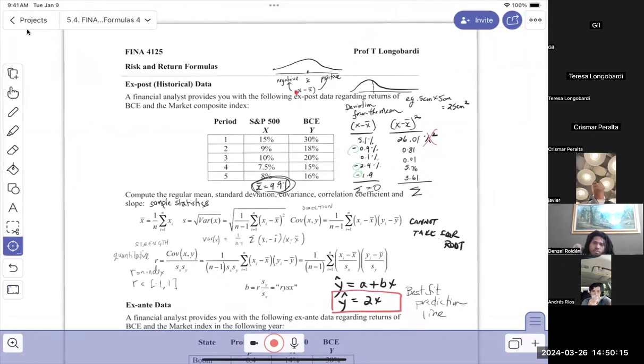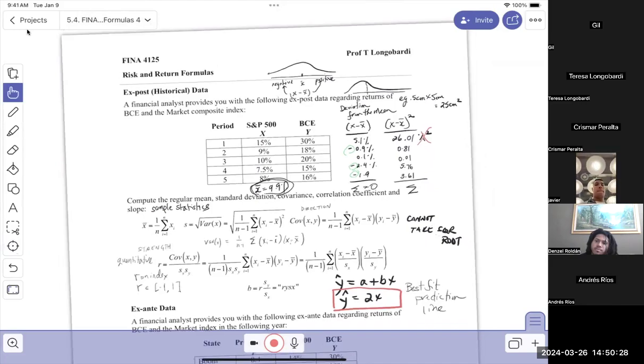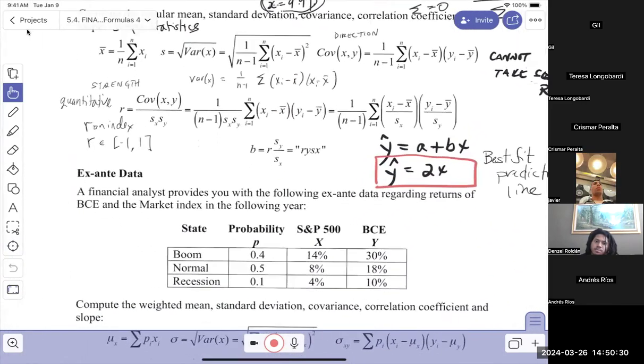So this is the first part with historical, or what I call ex post data, where every data point gives you equal value information. So I just average them. I give them equal weight. Well, in ex ante data, what I have are 2 things.